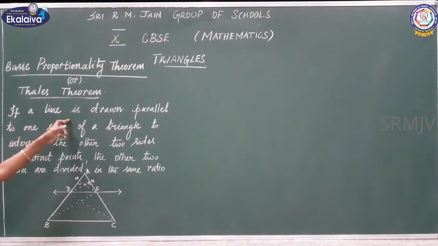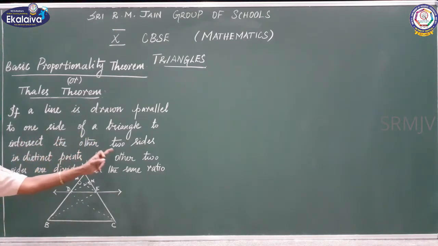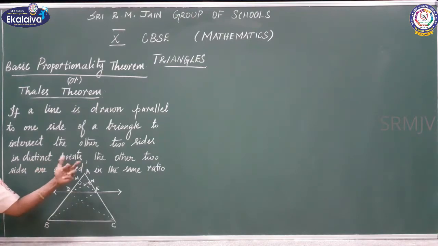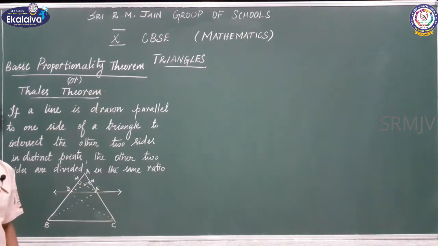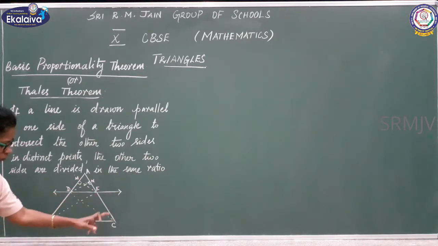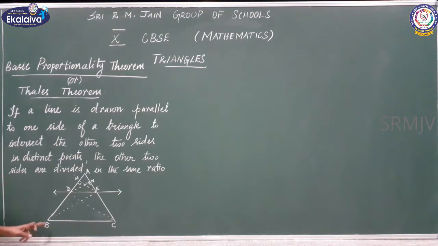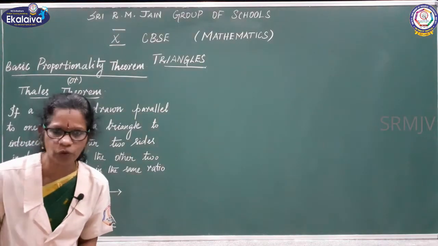If a line is drawn parallel to one side of a triangle to intersect the other two sides in distinct points, the other two sides are divided in the same ratio. Got it? A line which is parallel to the side BC intersects the other two sides in distinct points, that is D and E. The other two sides are divided in the same ratio. What is that? AD by DB equal to AE by EC, that we want to prove, right?